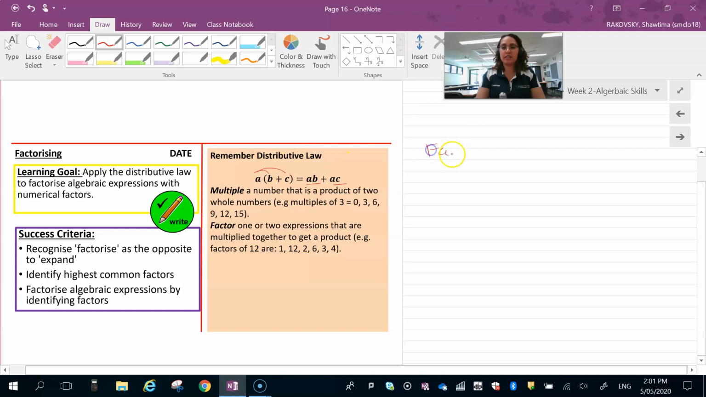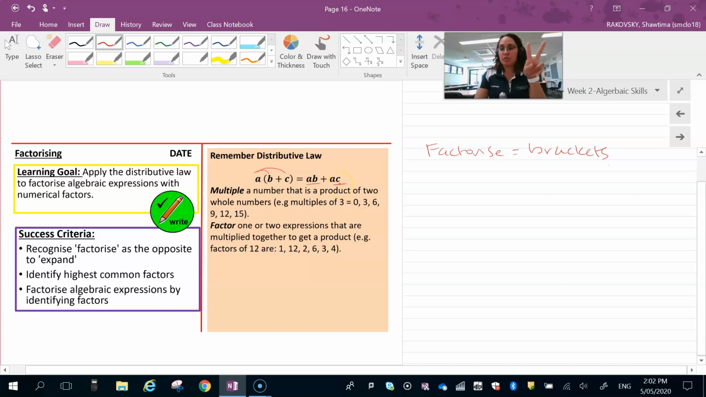So factorise equals brackets back on. And then we're going to apply that law, like the distributive law, to factorise our expressions. So thinking about that and applying it in a different context.